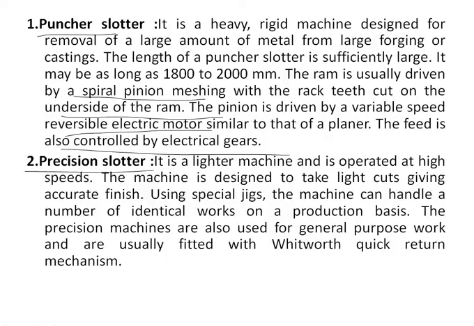Next one, the precision slotter. It is a lighter machine and is operated at high speeds. The machine is designed to take light cuts, giving accurate finish. Using special jigs, the machine can handle a number of identical works on a production basis. The precision machines are also used for general purpose work and are usually fitted with Whitworth's quick return mechanism.